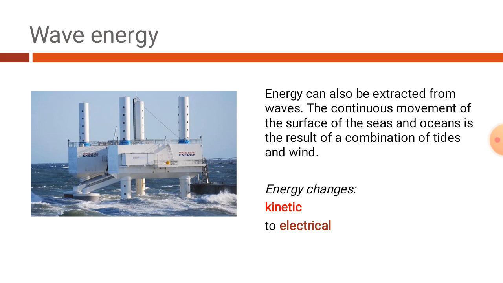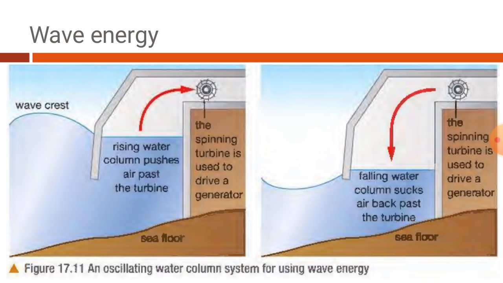Our next system is the wave energy system. This energy system is kind of a latest one. This energy can also be extracted from the waves of the ocean. The continuous movement of the surface of the seas and oceans is the result of a combination of tides and wind. Here the kinetic energy of the moving waves is converted to electrical energy. So this is the setup. This is how it works.